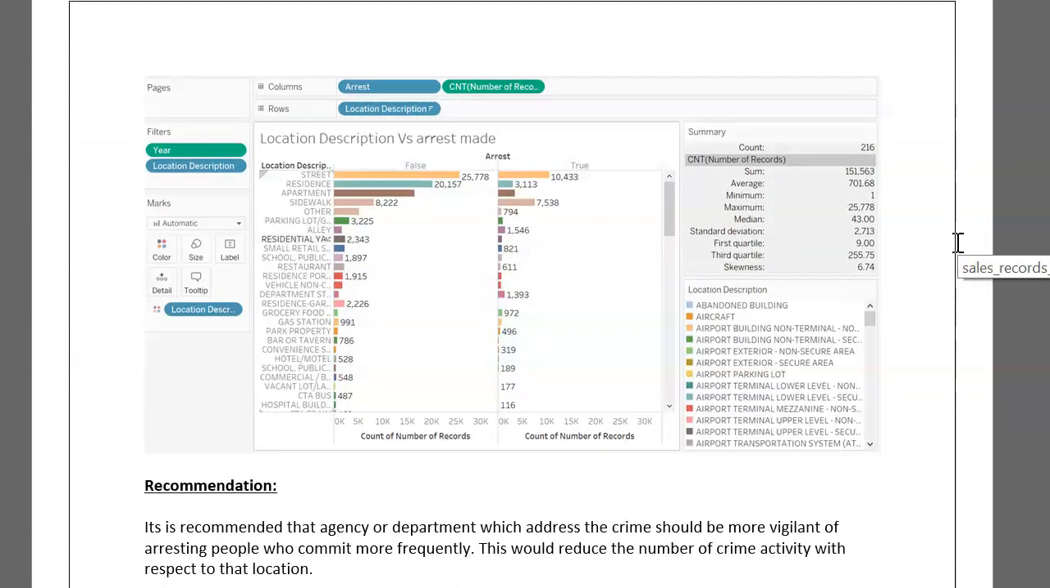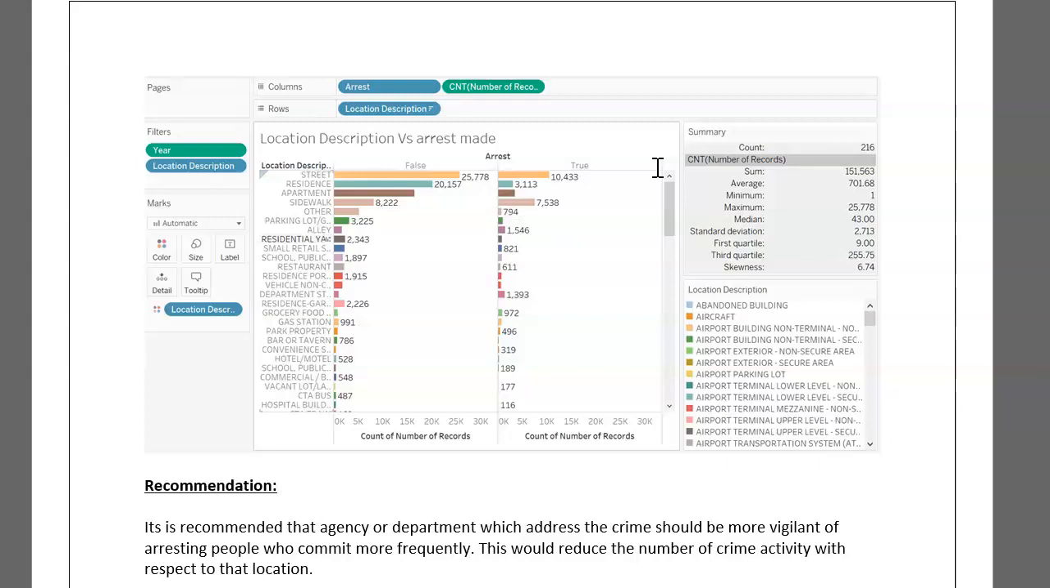And for the next graph, we are comparing the location description versus the arrests made. On the previous graph, there were more street thefts, and there were also more residence theft and apartment theft, but out of these not all were arrested.